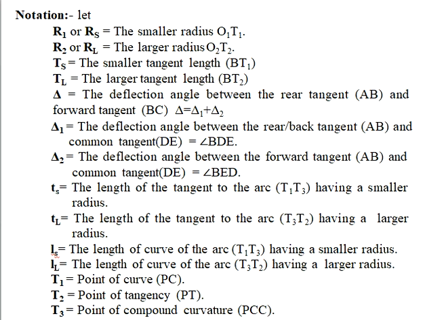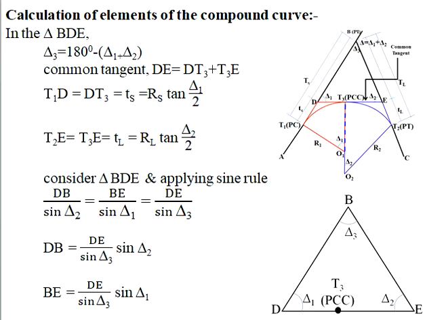Small ls, the length of curve of the arc T1T3 having a smaller radius. Small ll, the length of curve of the arc T3T2 having a larger radius. T1 point of curve, T2 point of tangency, T3 point of compound curvature. Next we shall see the elements of compound curve. As of simple curve, compound curve is also having elements like deflection angle, common tangent, length of back tangent, length of forward tangent, chainage of point of compound curvature.